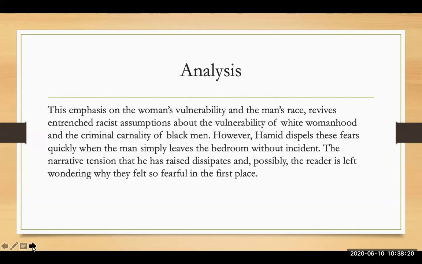Our last bit is analysis. The emphasis on the woman's vulnerability and the man's race revives entrenched racist assumptions about the vulnerability of white womanhood and the criminal carnality of Black men. However, Hamid dispels these fears quickly when the man simply leaves the bedroom without incident. The narrative tension that he has raised dissipates, and possibly the reader is left wondering why they felt so fearful in the first place. So here I go on to explain why that evidence just above proves my claim.